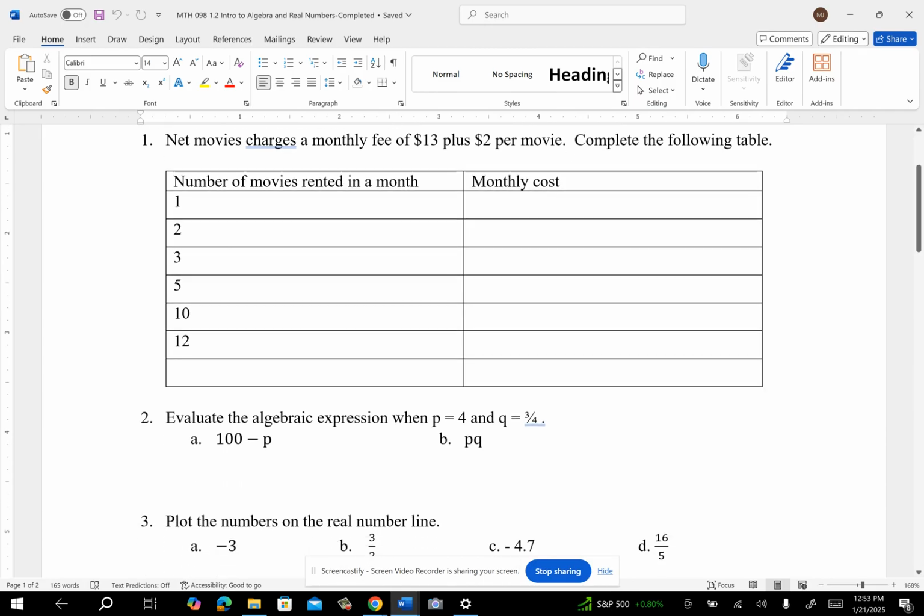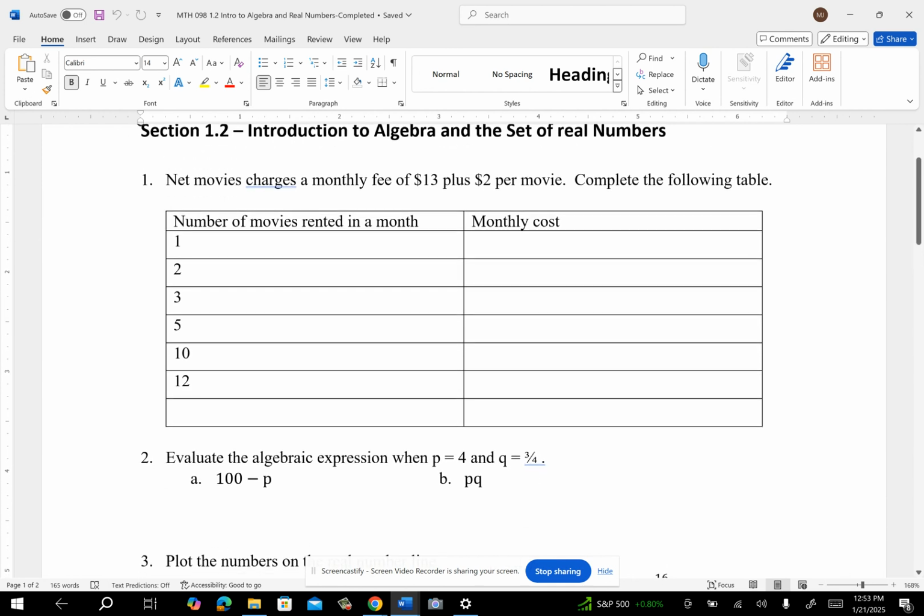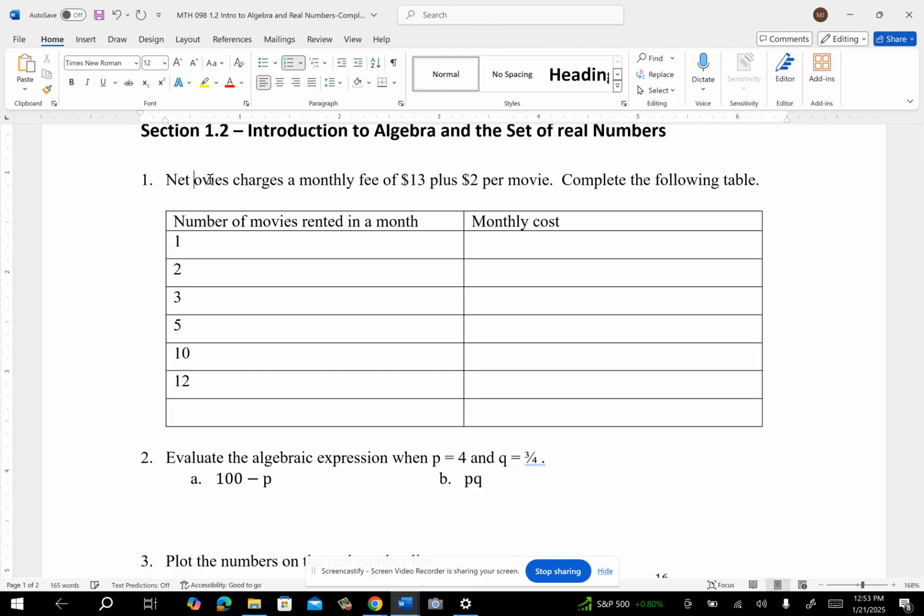So this company, Net Movies, charges a monthly fee of $13 plus $2 per movie. Okay, I meant for that to be capital. And then I'm asking you to think about what the monthly cost would be for all these various numbers of movies you might rent in a month. So why don't you pause the video and try that, and then let's check if you were thinking about that correctly.